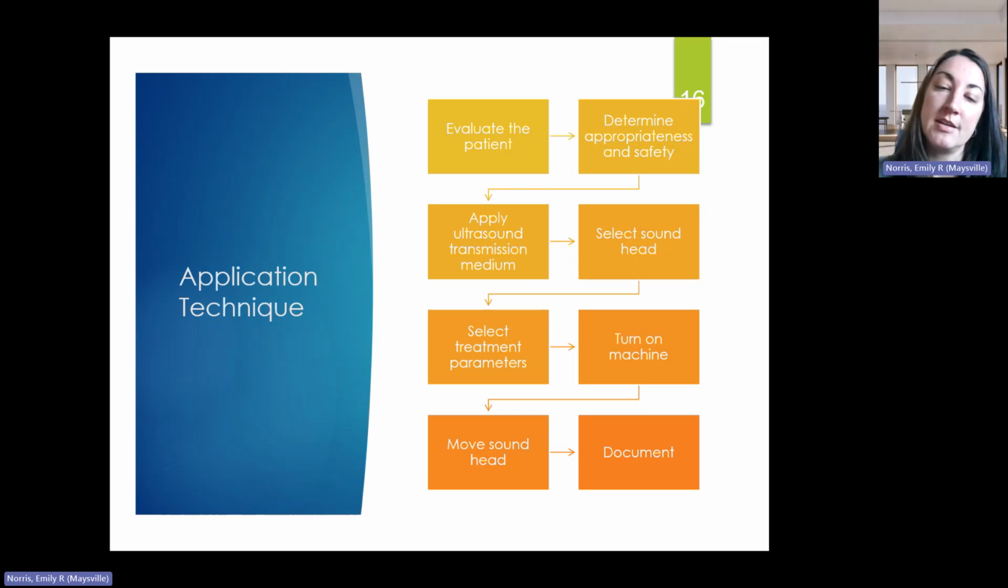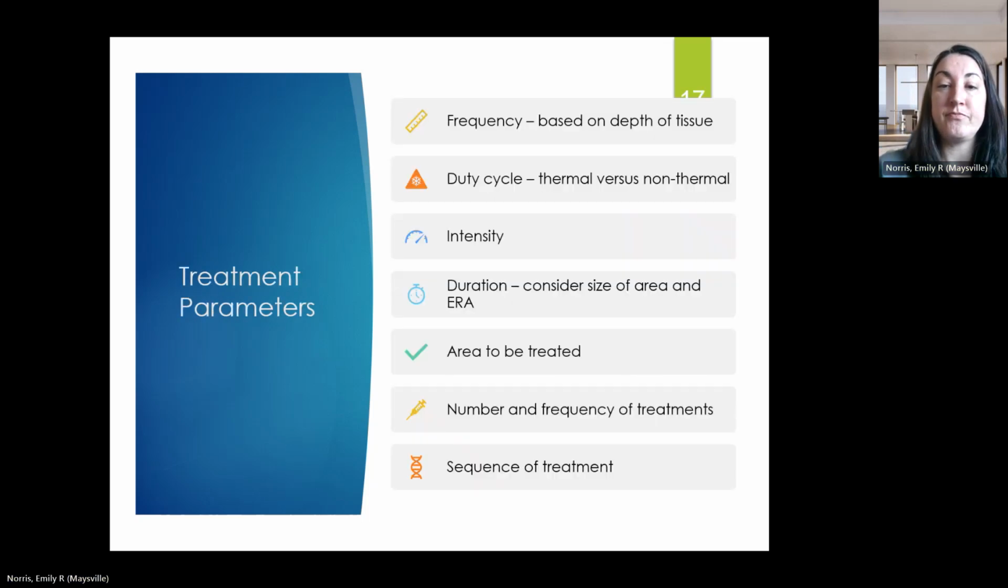Always move the sound head. Move it slowly and continuously throughout the treatment, and then you document. We'll talk about what you document in a minute. So again, just to recap, the frequency that you determine on an ultrasound, you determine based on the depth of the tissue, with 1 megahertz going deeper into the tissue and 3 megahertz being more for shallow tissue, but also having more of a thermal effect.